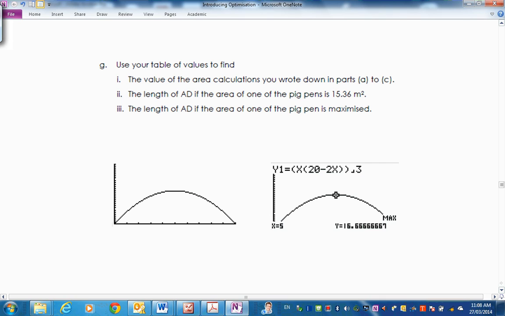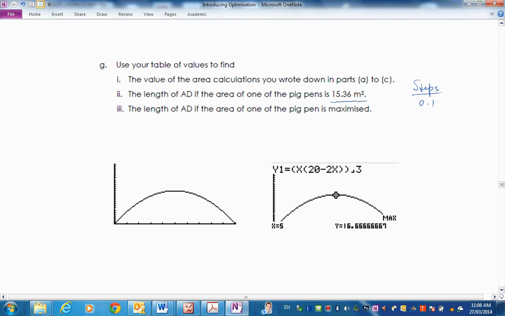Use your table of values to find the value of the area calculations you wrote down in parts A to C. Okay, so you have to go back and dress those up a bit. What about this? If the area of one of the pig pens is 15.36, you might have to change the steps now in your table. Go steps of 0.1 or something like that perhaps. Okay, and then the length of AD if the area of one of the pig pens is maximised. Well, what have I done?